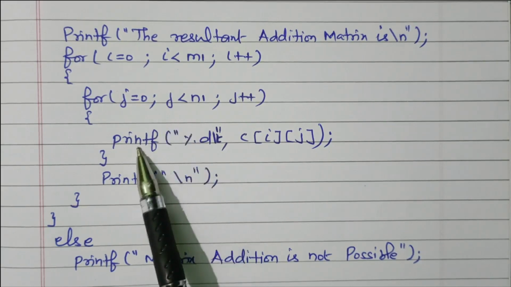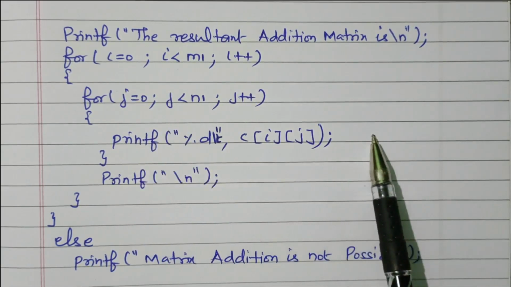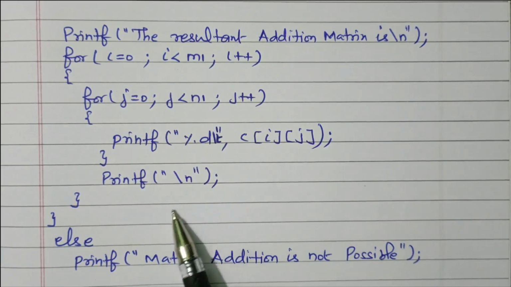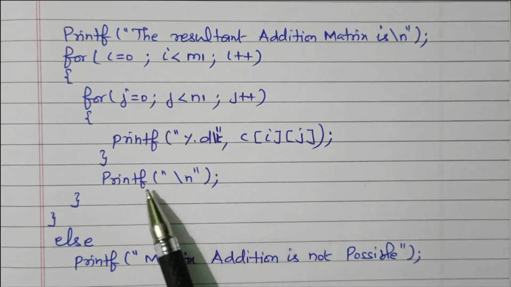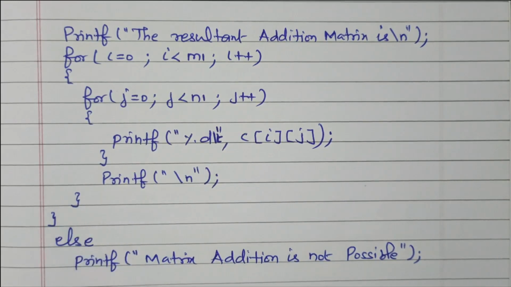This loop will print the row. After printing it will go to the second line, so the next row will be printed in a new line. Right, so that we can close the process.